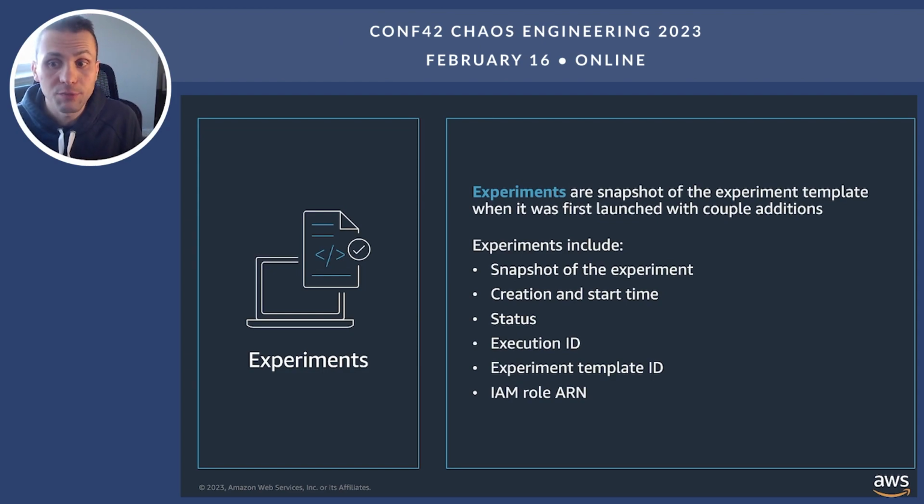And finally, experiments are simply a snapshot of the experiment template when it was first launched. So you can see on the system an execution list of all the experiments. Every time you launch an experiment template, you automatically create an experiment that you can look at: who actually initiated that experiment, what was the result of the experiment, and all the data is there. So experiments will include a snapshot of the experiment template that you're using, the creation and start time, the status of the experiment, the execution ID, the IAM role ARN, and a few other pieces of information.